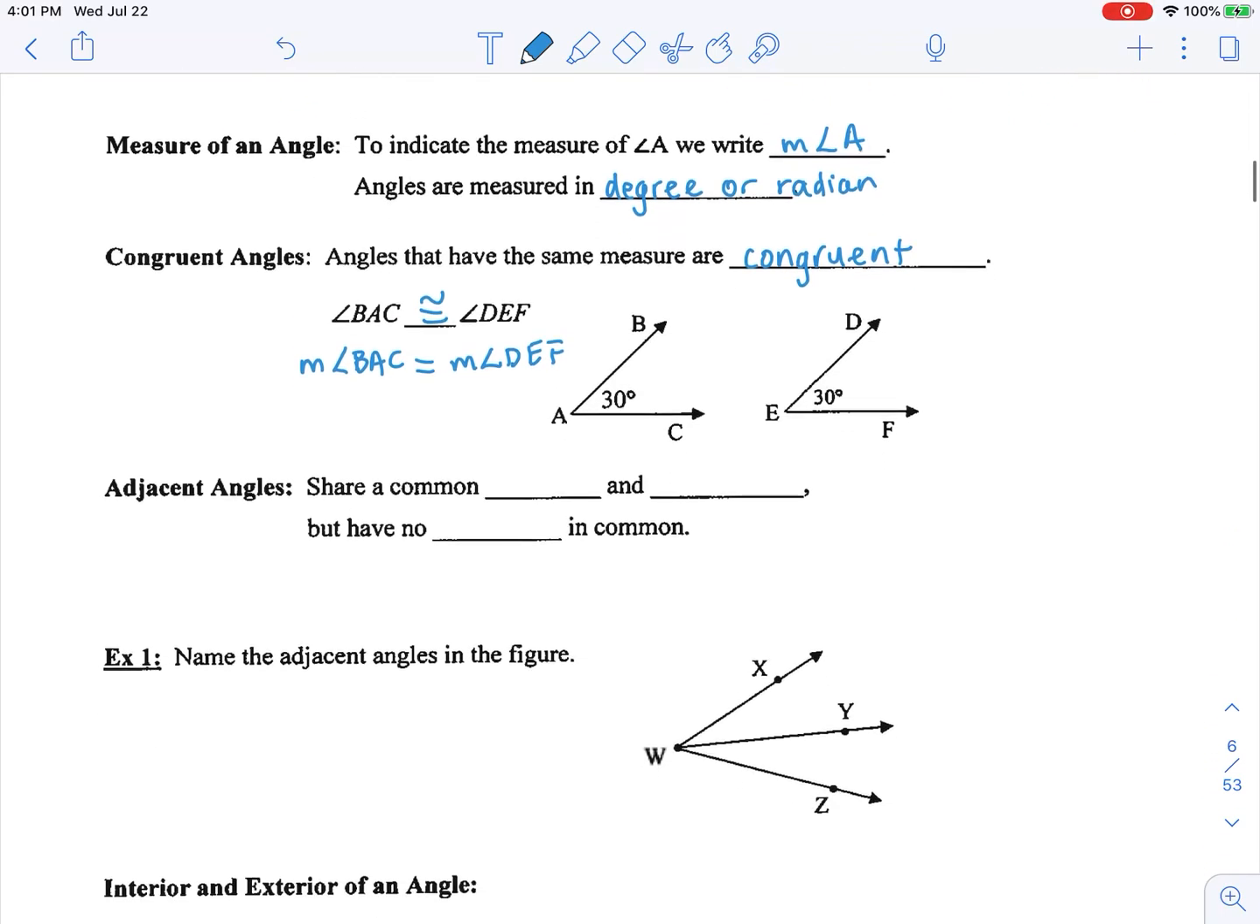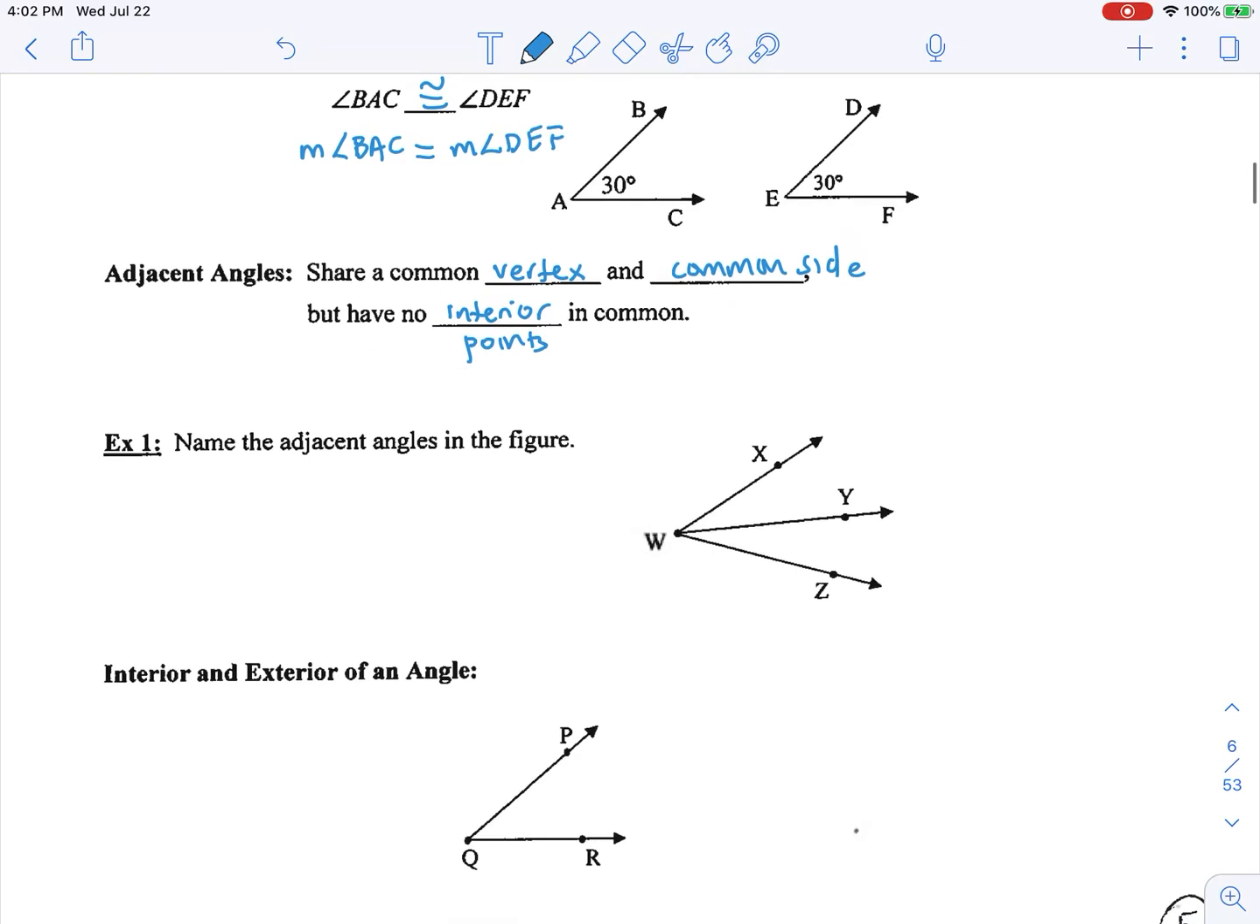Adjacent angles: adjacent means next to. So adjacent angles share a common vertex and a common side, but have no common interior points. And we'll come back to this in a minute.